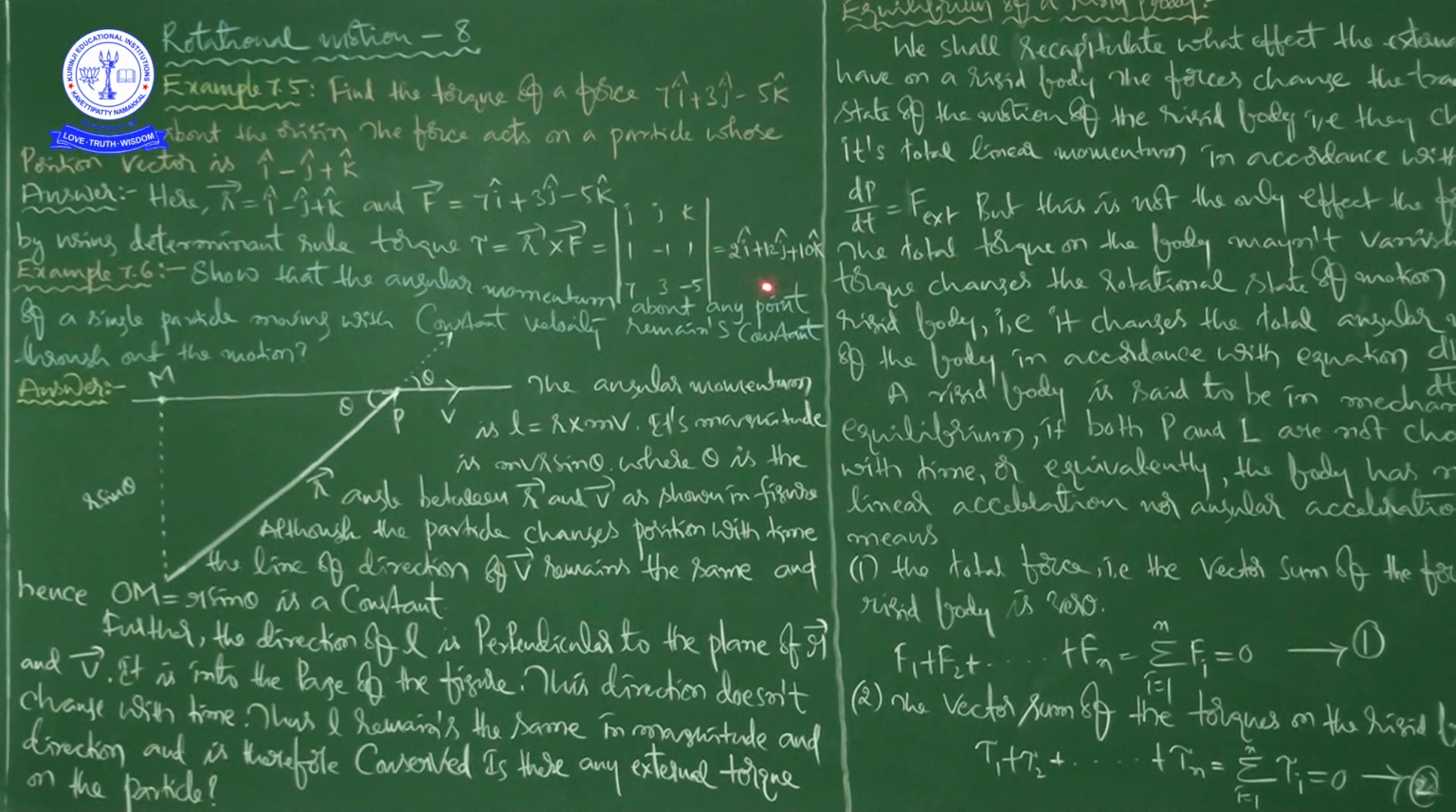So this is the resultant of r bar cross f bar. If you get the vector product of the two vectors they have given, the resultant of those two is this one.